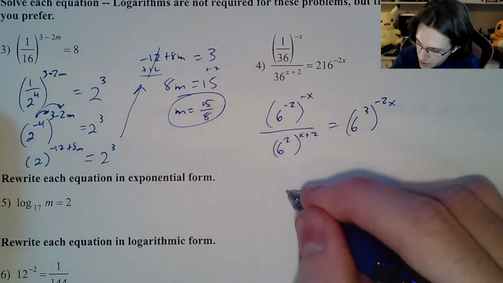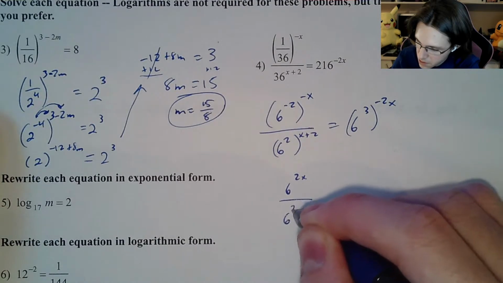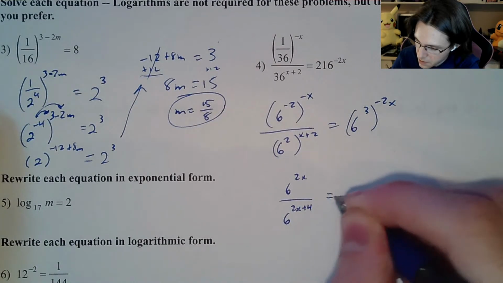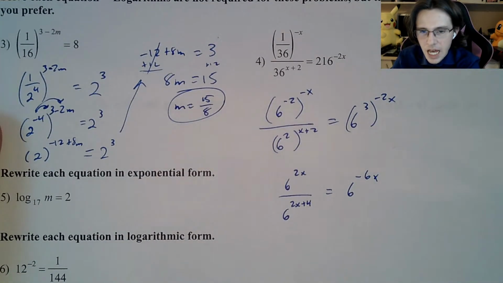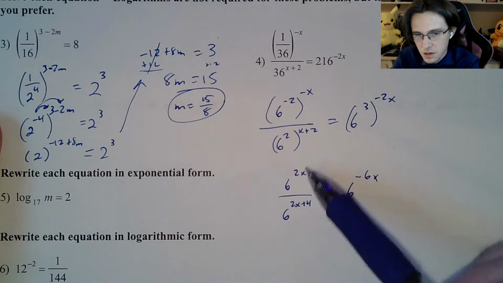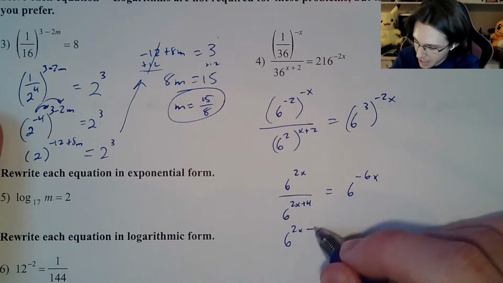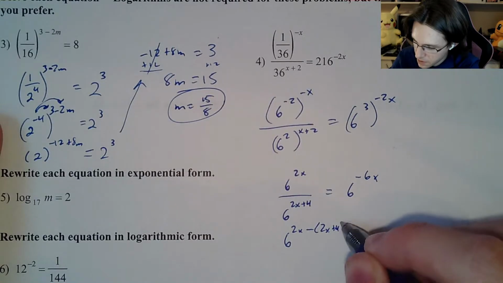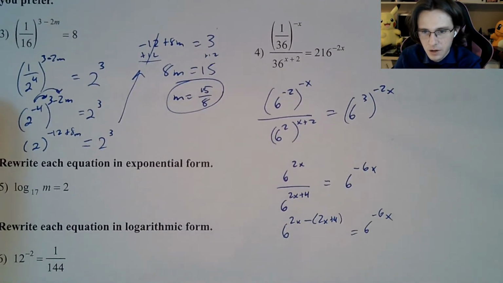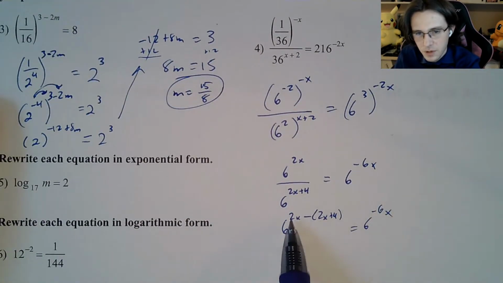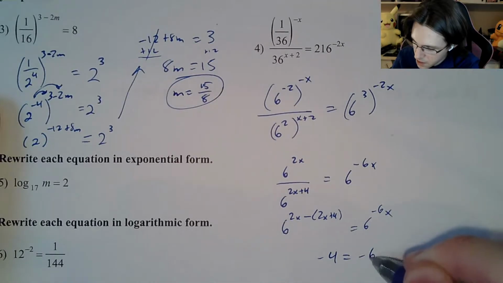Continuing on, I made room over here because we need to continue showing our work down here. We are multiplying, so 6 to the positive 2x, 6 to the 2x plus 4, 6 to the -6x. Anytime you have a division, you are subtracting the exponents. So this is going to be 6 to the 2x minus 2x plus 4. Now our exponents are identical. We can set them equal to each other. Furthermore, 2x minus 2x is 0. So we just get -4 is equal to -6x.